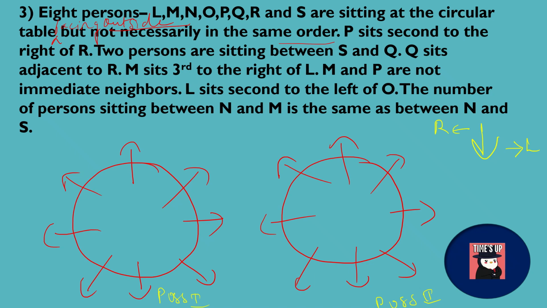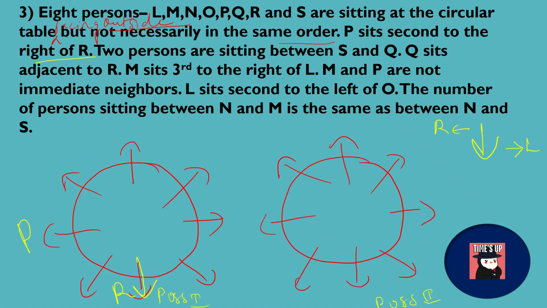So first, P sits second to the right of R. So if I place R here, then P is sitting second to the right of R. So in this case, when they are facing away, right will be this side. Sorry, it is P, right? So P will be here.